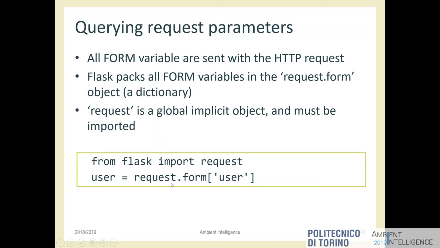The way we extract information from a request, from a dynamic page, from a form, from information coming from the user, is this request object that is available in Flask. Request encodes everything we know about the request coming from the browser. So the browser, the address, the version, and so on. In particular, it has a form property. This is actually a dictionary mapping all the names of the input fields of the form to the value that the user actually typed in.